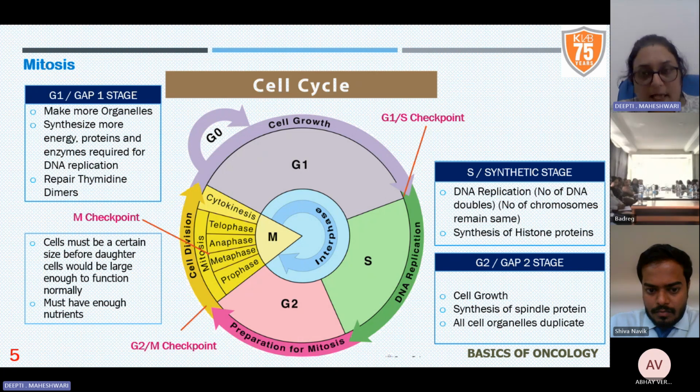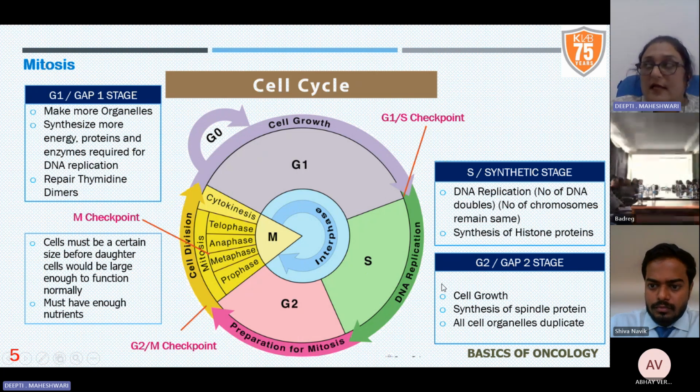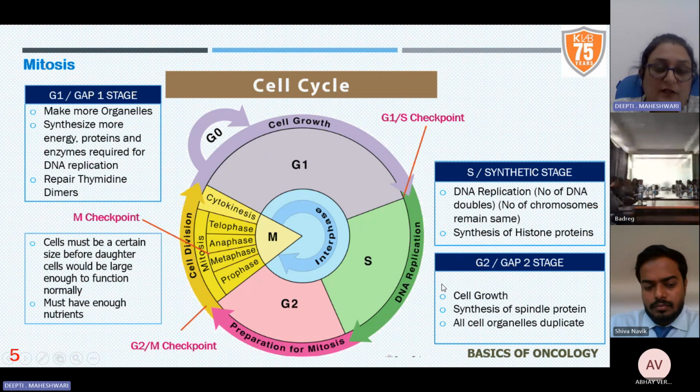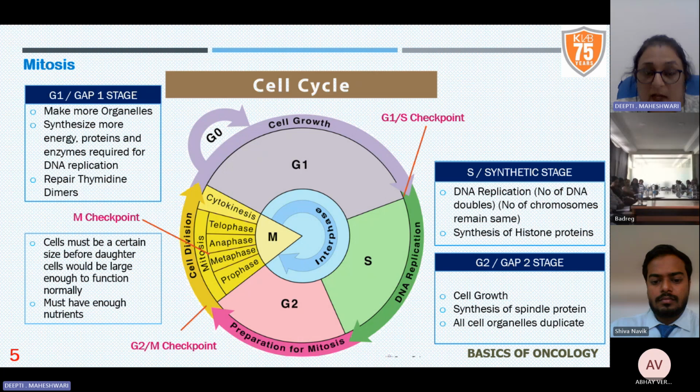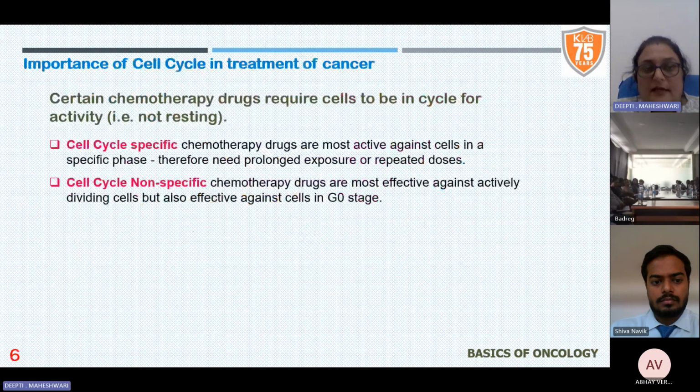So understanding the cell cycle is very important because our chemotherapeutic drugs will act on different phases of the cell cycle. Some might act on the G1 phase, some will act on the S phase, some on the G2 phase, some on the M phase, or some can also act in between the checkpoints like the G1/S phase or G2/M phase. So that's why we have to understand what the cell cycle is and which are the different phases of the cell cycle.